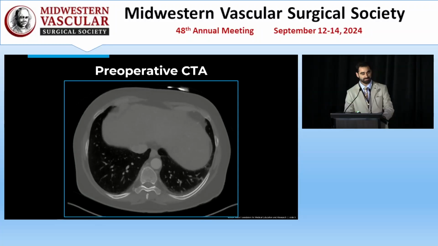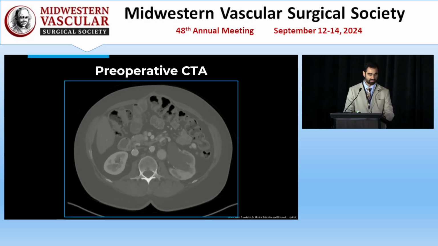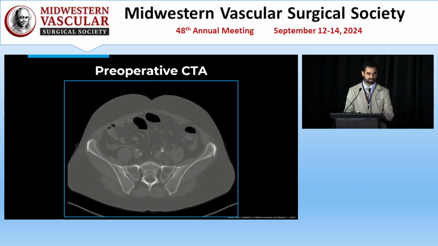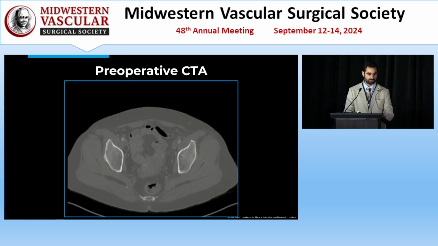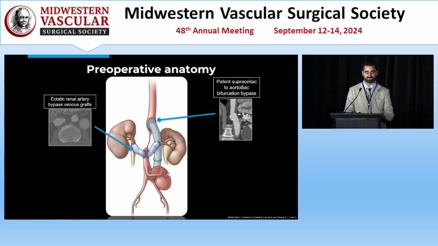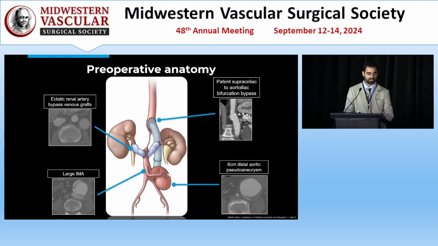This pre-op CTA shows a patent thoracoabdominal aorta with absence of the celiac and SMA, a patent aortic graft, a distal pseudoaneurysm, and patent bilateral iliac arteries. This illustration summarizes the pre-op imaging and shows a patent supraceliac to aortoiliac bifurcation bypass, ectatic bilateral renal saphenous vein grafts, a large IMA which provided the entire mesenteric arterial supply, and a pseudoaneurysm at the distal anastomosis measuring 8 cm, more than 2 cm from what it was 1 year prior to presentation.